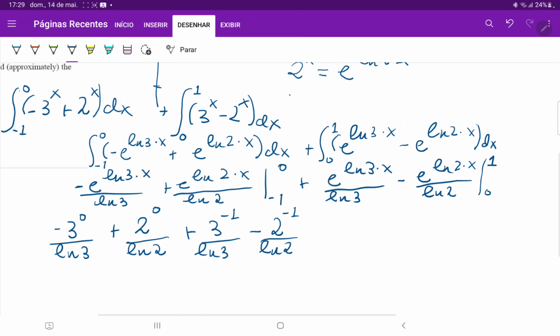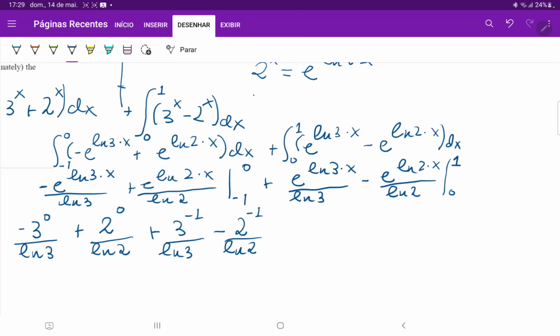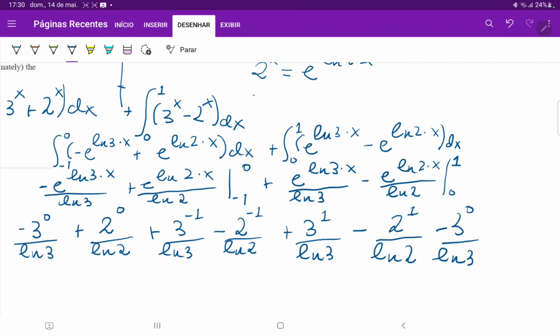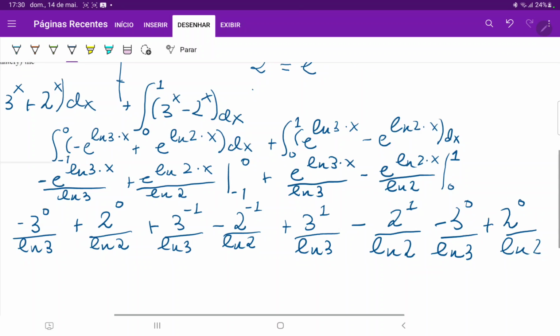And then for this integral on the right, we do have plus 3 to the 1 over ln 3 minus 2, oops, not e, I meant 2, minus 2 to the 1 over ln 2, and then minus 3 to the 0 over ln 3, and then plus 2 to the 0 over ln 2. So let's see if we can simplify this.